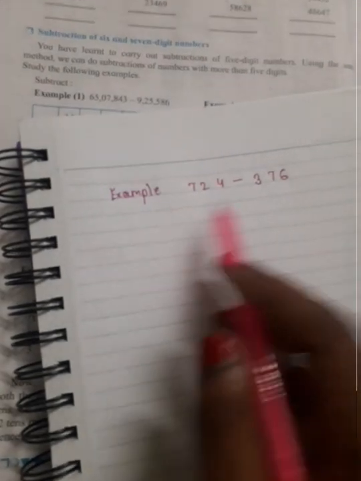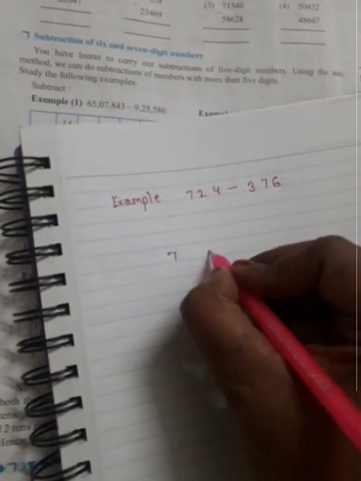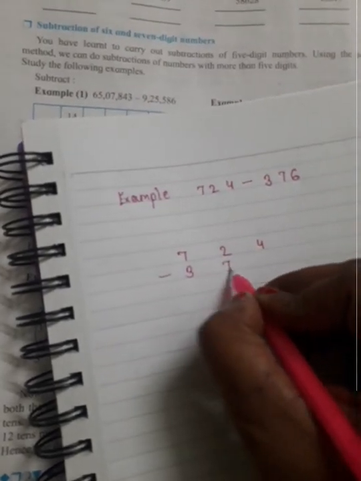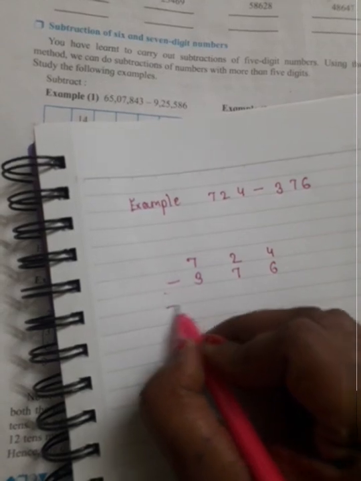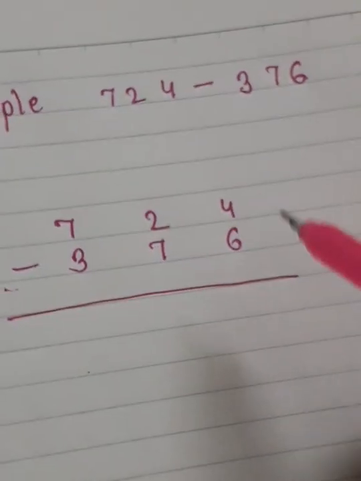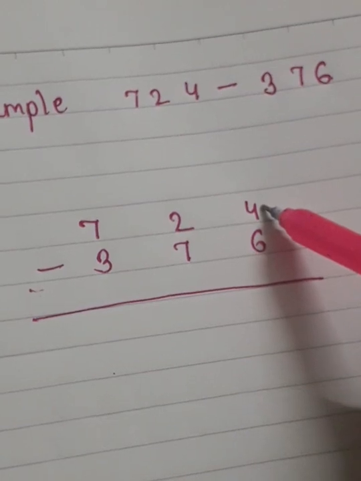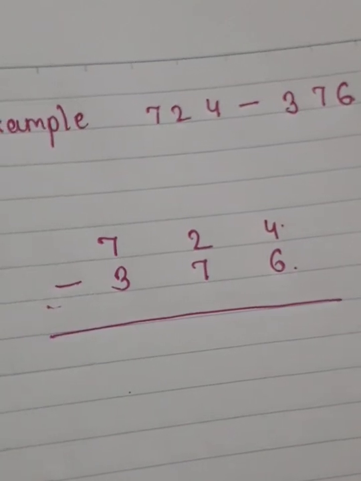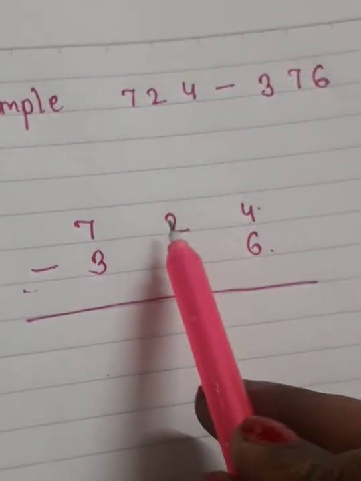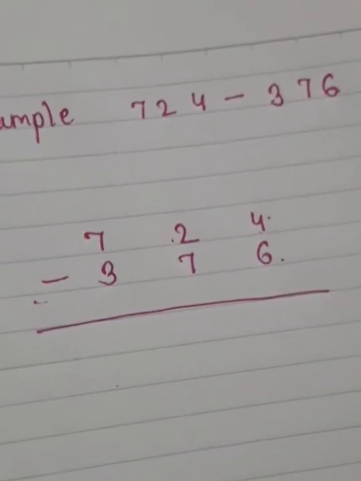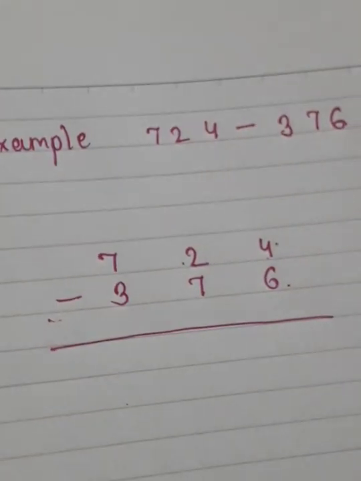First of all, the example is 724 minus 376. Now, first of all, we'll see what is new here. Upside it is 4 and downside it is 6. In the previous old method, we were taking help from the neighborhood number. But in the new method, you will not ask for any help.